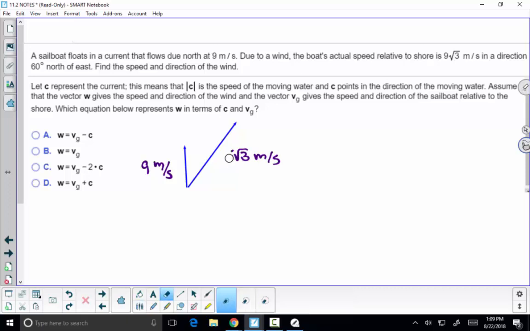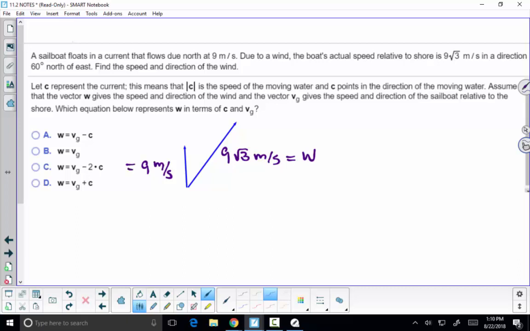And then it's asking us for, okay, so then it says assume that the vector W gives the speed and direction of the wind. So we're thinking about this one as the wind, that's W.